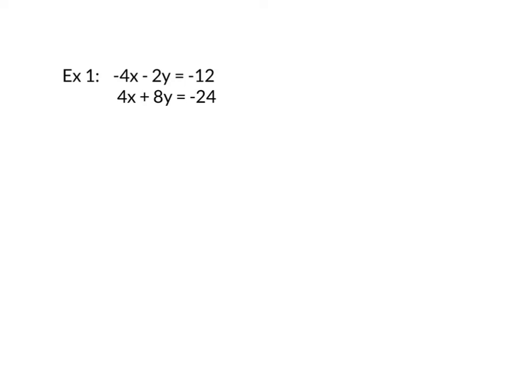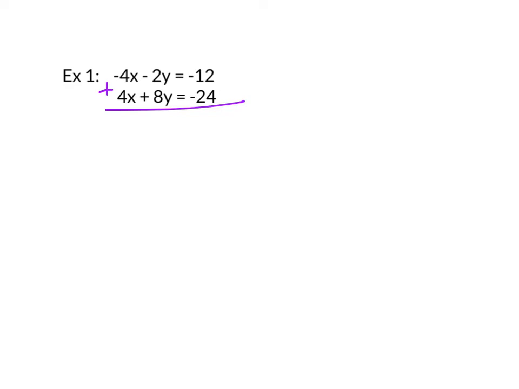Welcome to your lesson on elimination. So this is the second method on solving a 2x2 system of equations algebraically. And what we're going to do is eliminate one of the variables. That's why we call it elimination. So the idea is that we can add these two equations together and one of the variables will cancel.